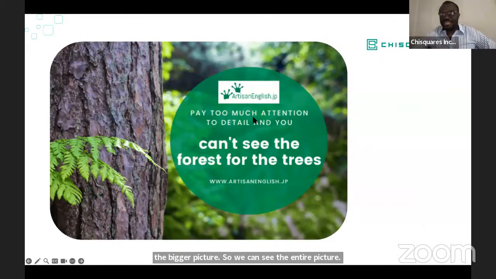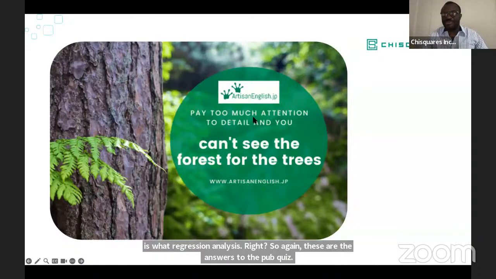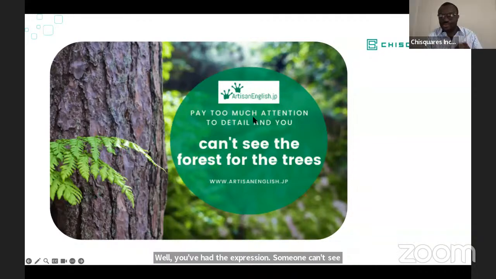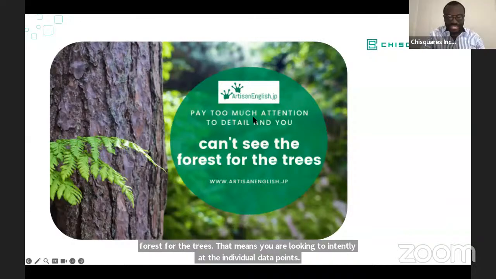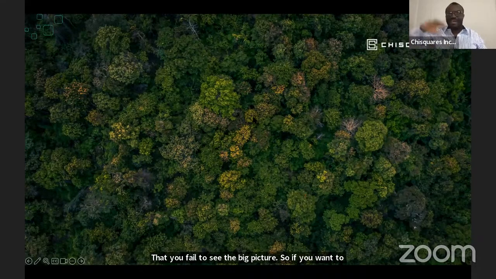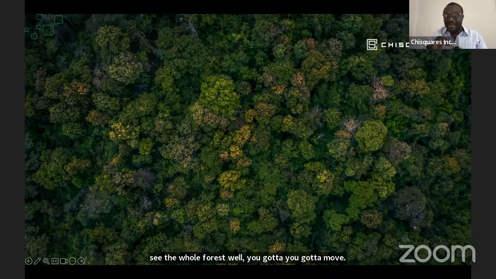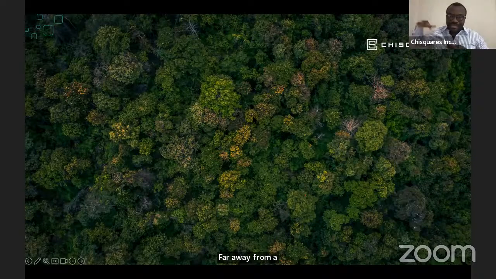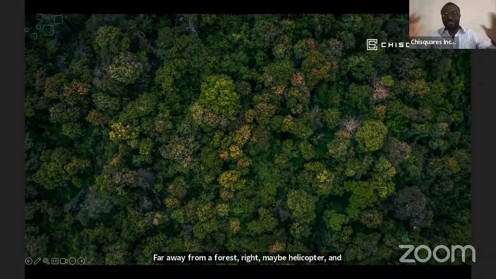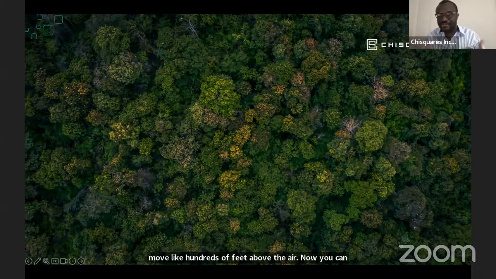So again, these are the answers to the pub quiz. Well, you've heard of the expression, someone can't see the forest for the trees. That means you are looking too intently at the individual data points that you fail to see the big picture. So if you want to see the whole forest, you've got to move far away from the forest, right? Maybe take a helicopter and go hundreds of feet above the air. Now you can see the whole forest. That's the only way you can see the whole forest, by ignoring the individual points.